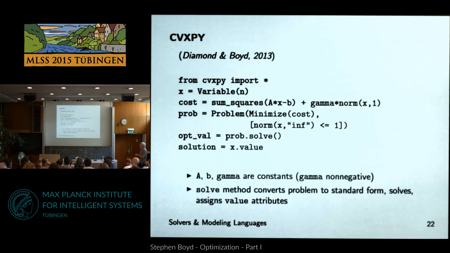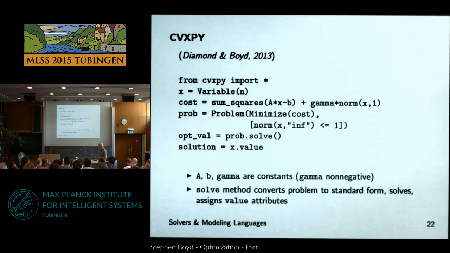And then this has a side effect of writing on the value attributes of all of the variables, and I might add all of the expressions and things like that, right? So for example, in this case, if you had x dot value, it would actually give you the numeric values, right? So this is the idea. And we're going to see a lot more of this tomorrow.